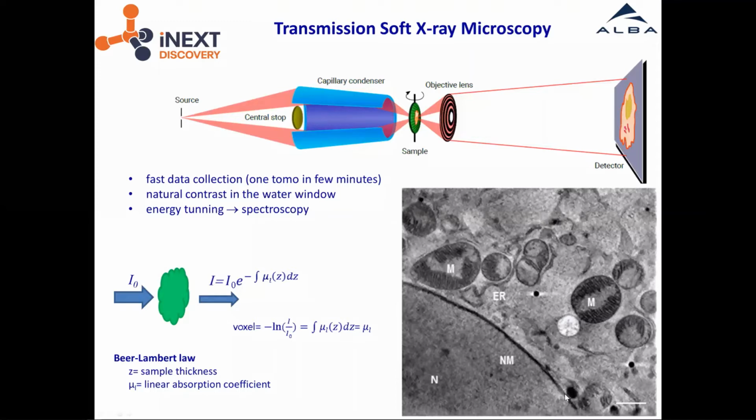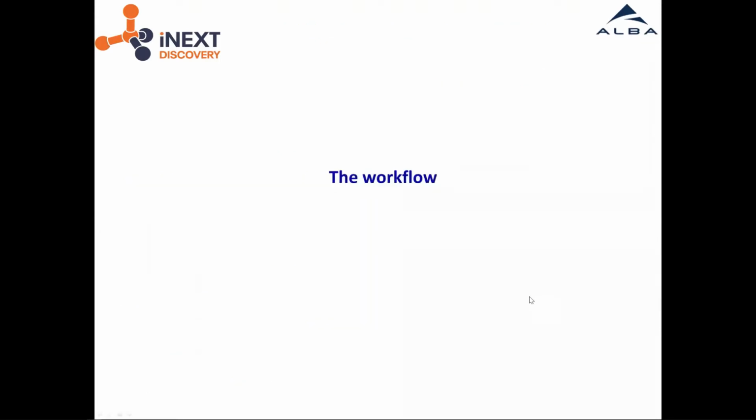So this is a typical reconstruction slice that you can have. You can see the mitochondria, the ER between the mitochondria, and at the bottom left you have the nucleus and the nuclear membrane. The gray values here are directly the linear absorption coefficient. So vacuoles are appearing whiter than lipid droplets, for instance, that are appearing darker in the image.